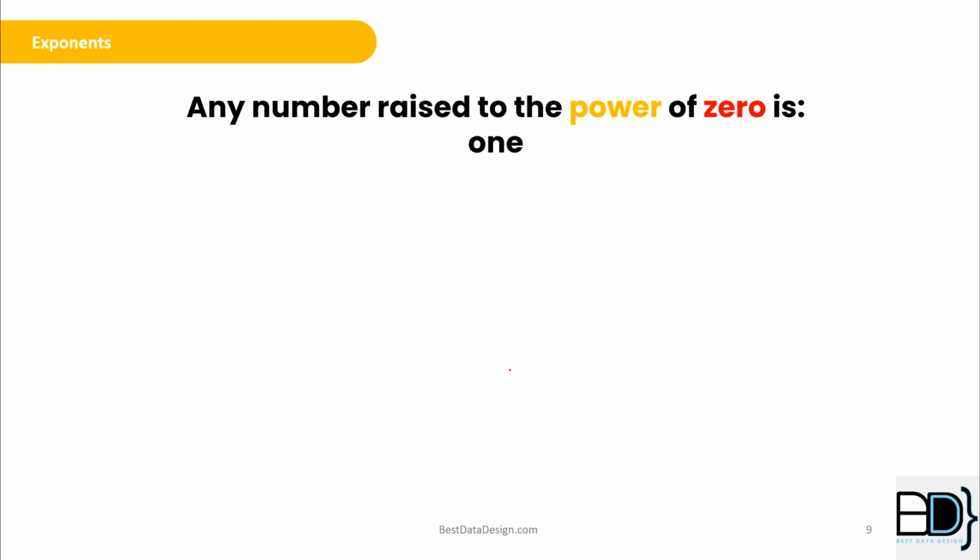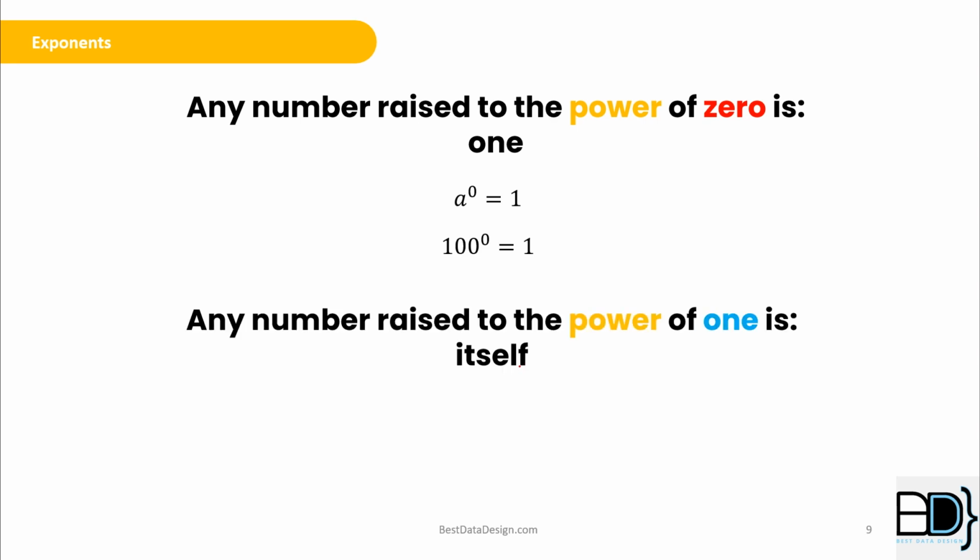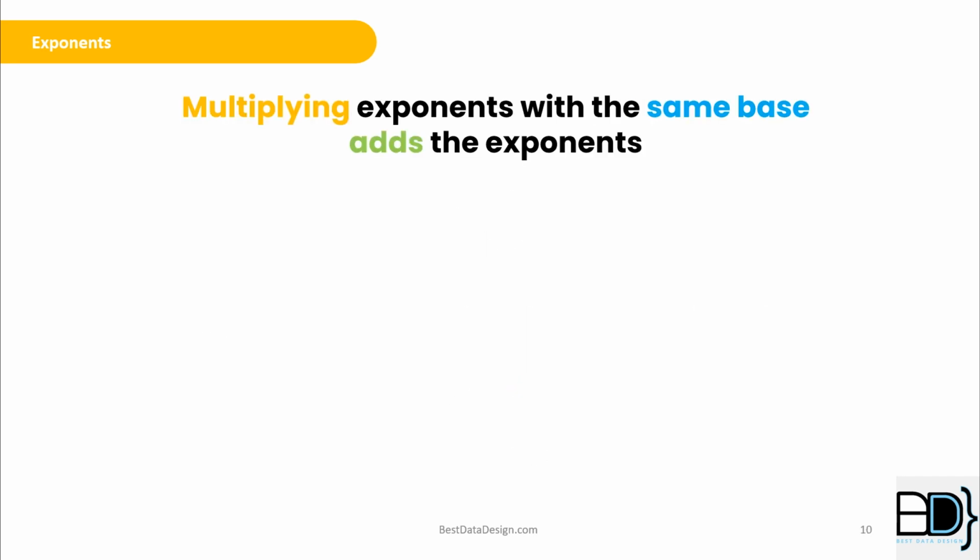Exponents. Any number raised to the power of 0 is 1. Any number raised to the power of 1 is itself. Multiplying exponents with the same base, we add the powers. Okay, so when the base is the same, we just add the powers. So in this case, we write 2 to the power 3 plus 2, which is equal to 2 to the power 5.